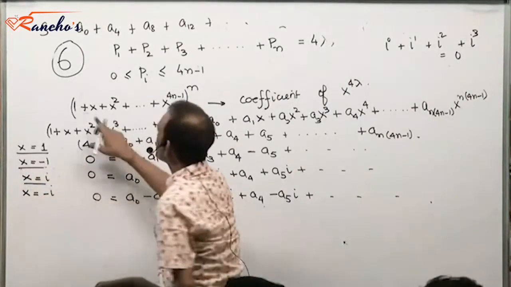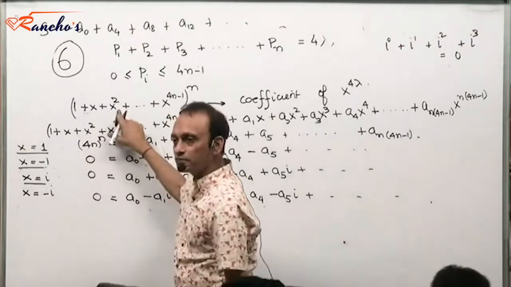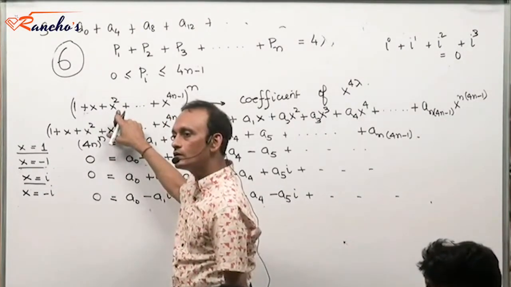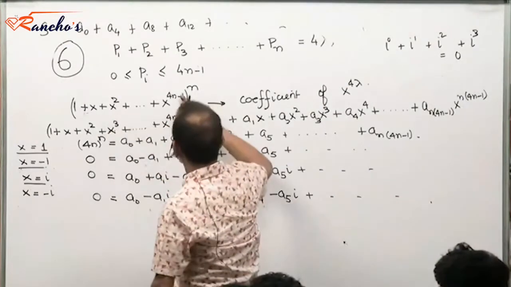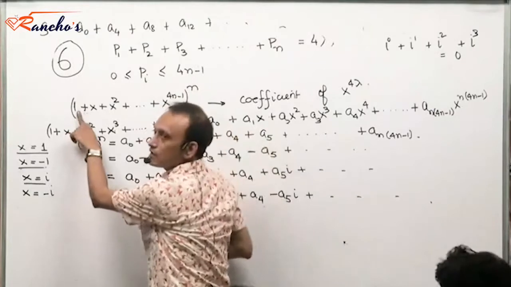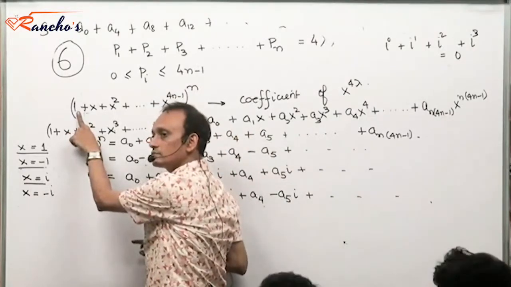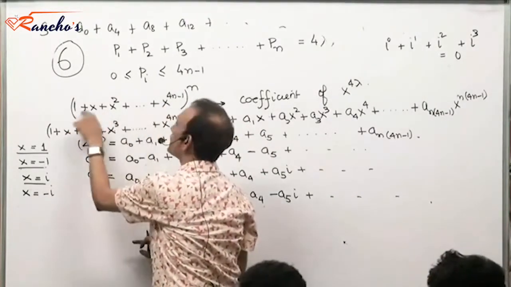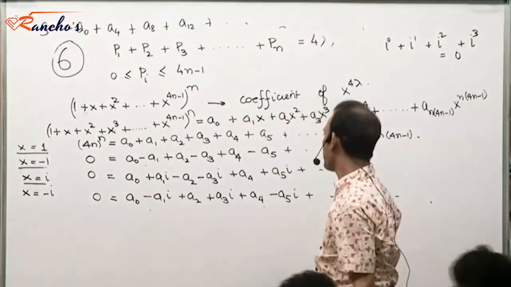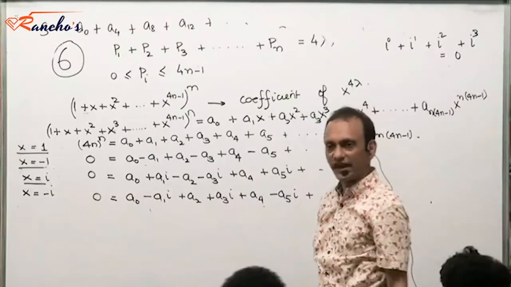If I take 4 consecutive powers of i, they add up to 0, isn't it? No, but the number of terms is 4n only. This is i to the power 0, isn't it? This is 4n minus 1 plus 1 term, 4n terms. Right now? Do you understand everything that I have done here?